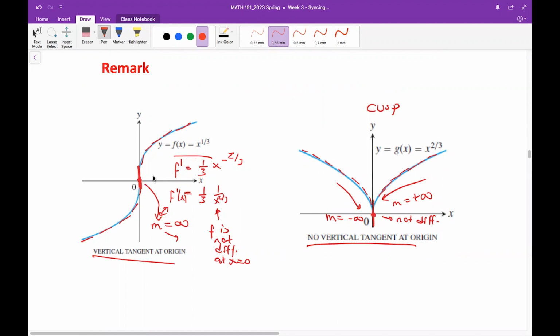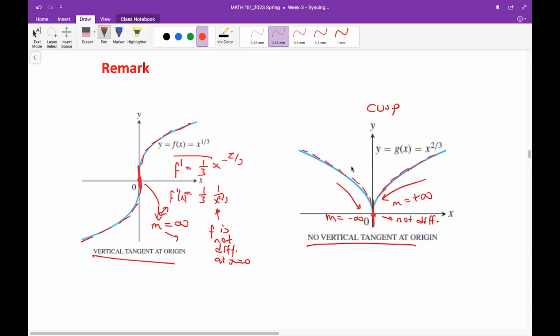Why does it happen like that? If you start drawing tangent lines to this graph, starting from here, you see that they are getting more and more vertical towards the origin. Also from the other side, if you do the drawings again, the tangent lines move towards the vertical line and they match at the origin. That's why you can draw a vertical tangent line at the origin to the first graph.